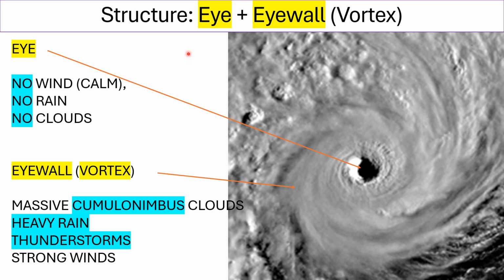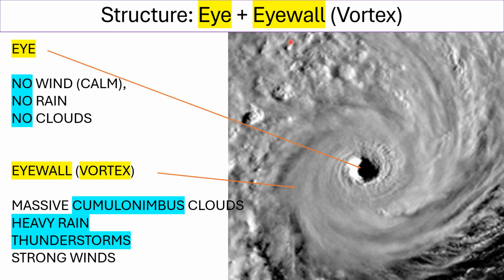There are two parts to the structure of the tropical cyclone. The very center of the tropical cyclone is called the eye, and the area or the band of clouds surrounding the center is called the eye wall, but can also be called the vortex.